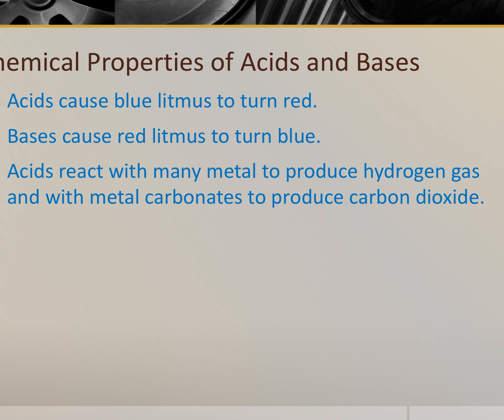Acids cause blue litmus paper to turn red, but they will also keep red litmus paper red. So just remember, acid goes to red. And then bases are blue no matter what. So bases, whether it's touching blue litmus paper or red litmus paper, will become blue. So BB and AR. Okay.